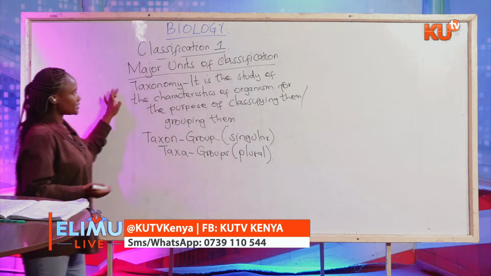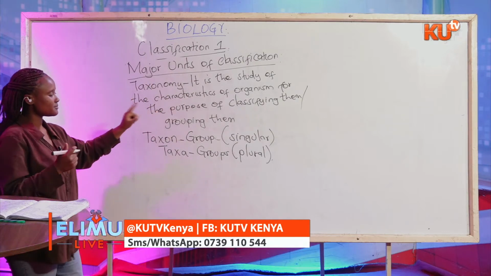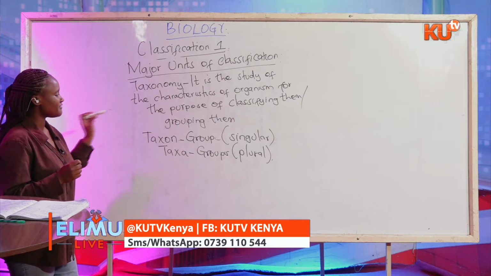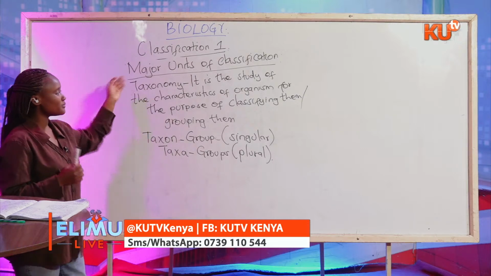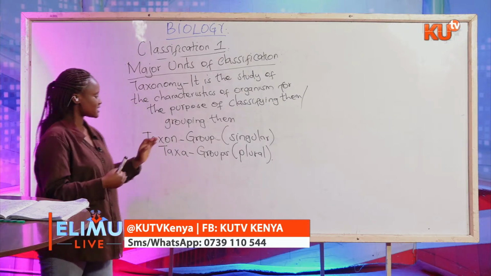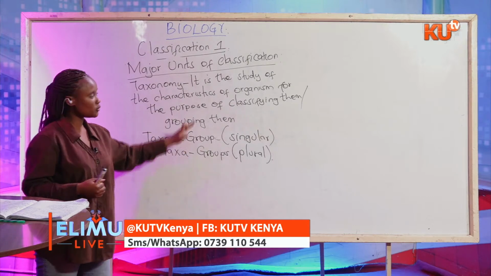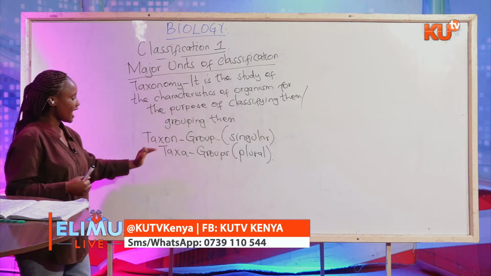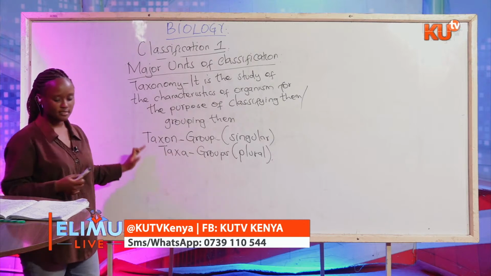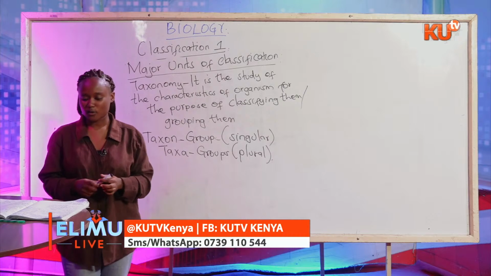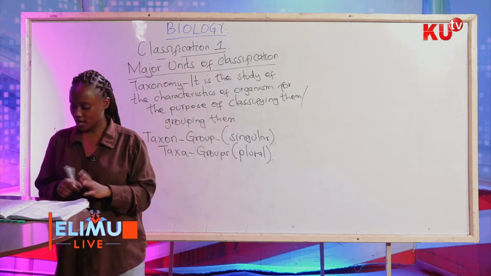So these are our terms. Taxonomy is the study of the characteristics of organisms for the purpose of classifying them and or grouping them. And then we have taxon, which is the group that is formed. And then we have taxa, which is the plural of the word taxon. Now, taxonomic group includes, we have a lot here.